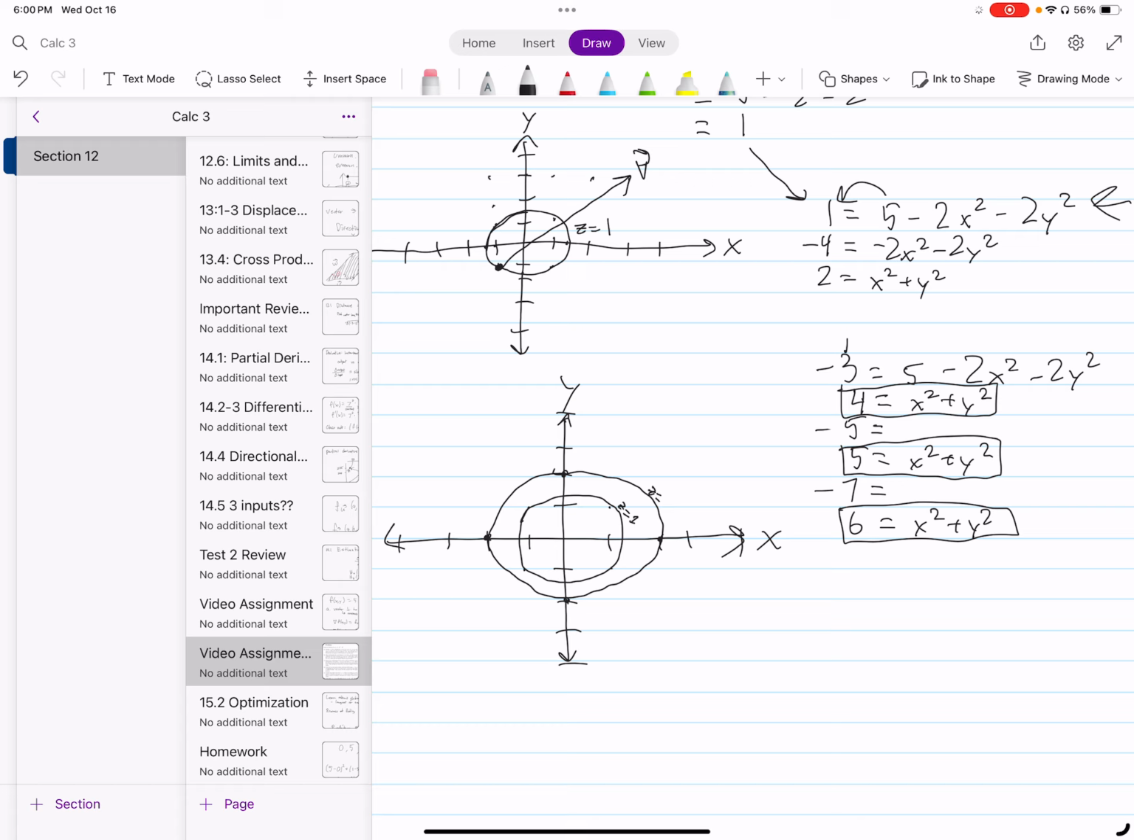Z equals -3. Then we have a radius of square root of 5. That will be just above this other circle that we just drew. And then z equals the square root of 6. This is also going to be quite a tight drawing, but all within the little boundary. So z equals -7. And that is 3 other contour diagrams of a function.